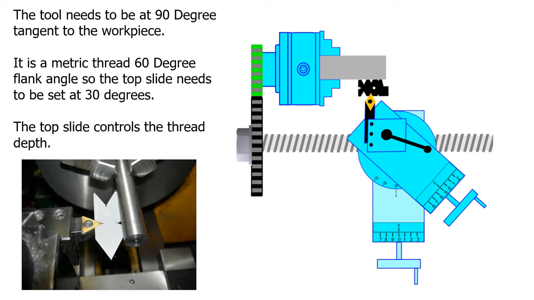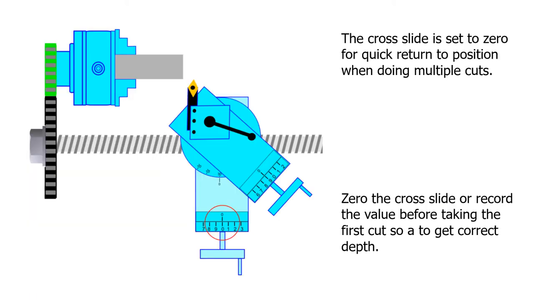The tool needs to be exactly 90 degrees tangent to the workpiece. Once again, the thread setting tool is being utilized. The top slide will be set at 30 degrees, which is half the flank angle, and will be responsible for the depth of cut. Scratch the tool on the diameter of the workpiece so we can set our zero. The cross slide will be zeroed and will be responsible for retraction and return. The cross slide will always be at zero during all cutting operations.